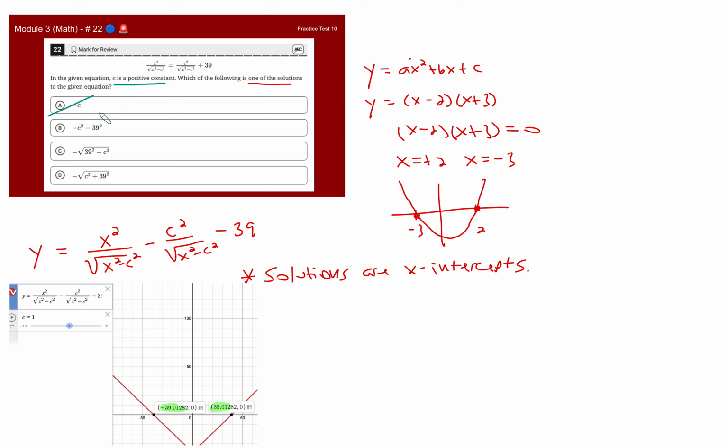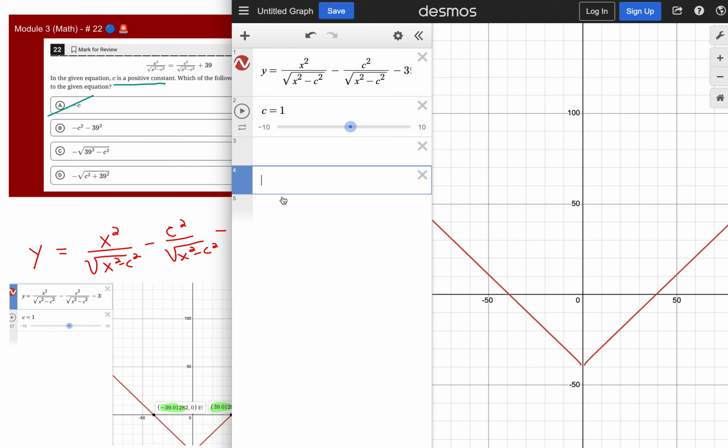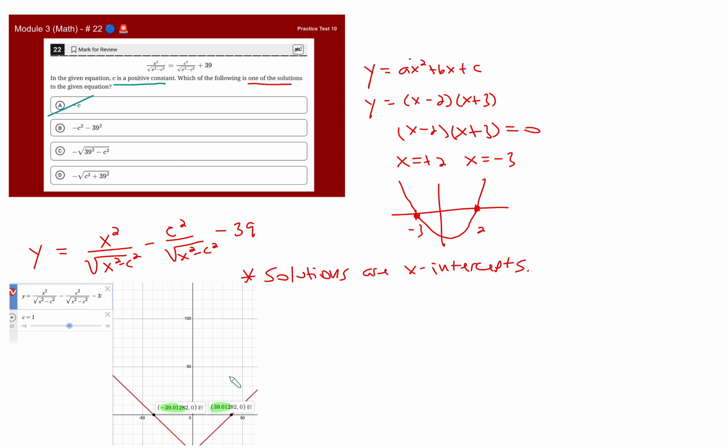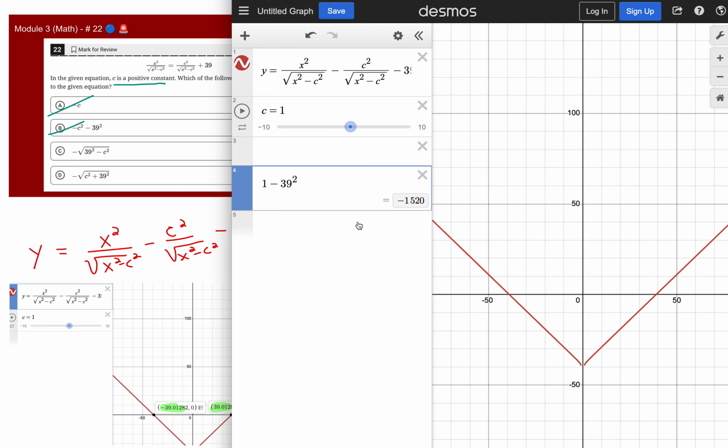Okay, option B. Just plug it in. So we have c is 1, right? So that's going to be 1 squared, which is 1, minus 39 squared. That's going to be a huge number, right? Not going to be the answer. Negative 1,520. Nope. That's not these guys down here, negative 39 point whatever or positive 39 point whatever. That's gone. All right, keep on going.